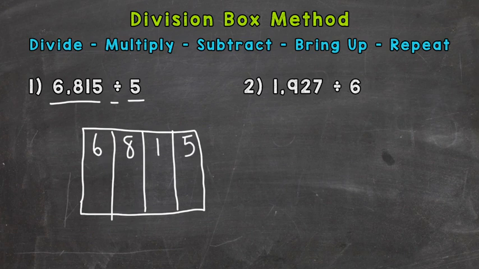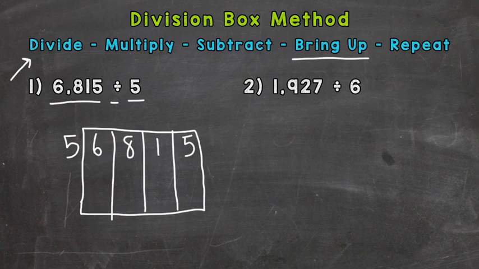So once we have that set up, we can put our 5, our divisor, on the outside. And our problem is set up and ready to be solved. So we can go through the steps at the top of your screen. Divide, multiply, subtract, bring up, and repeat. So those are basically the same exact steps that you use for the traditional long division method, except we are going to bring up with the box method instead of bring down, which you do with the traditional method.